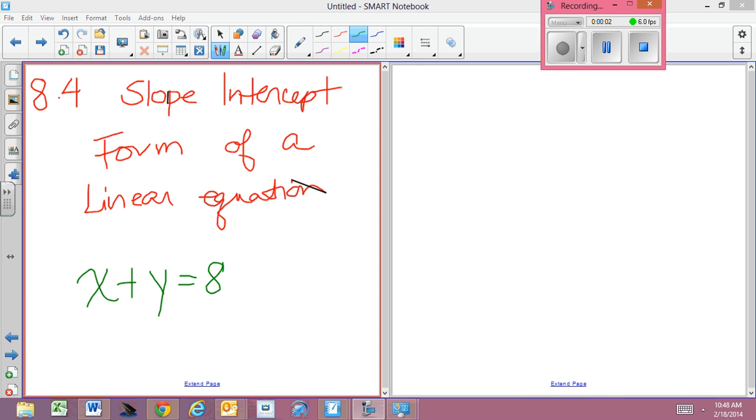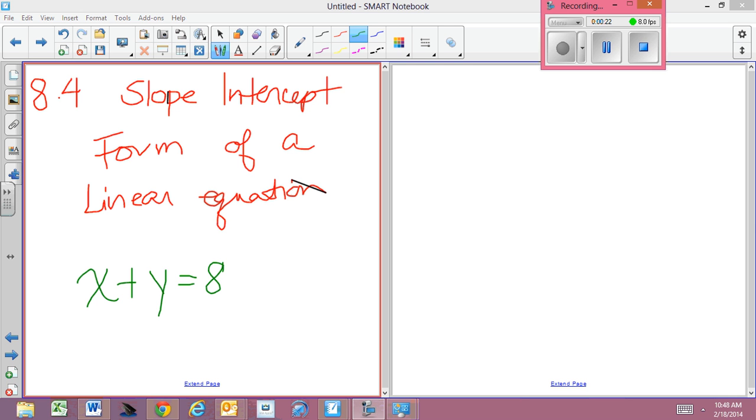All right, so last section we were talking about how to find the slope of a line if you were given 2 points. If I gave you the linear equation in green, x plus y equals 8, and I asked you to find the slope of that line, one way you could do it is you could figure out 2 points that are on the line and then use the slope formula, change in y over change in x.